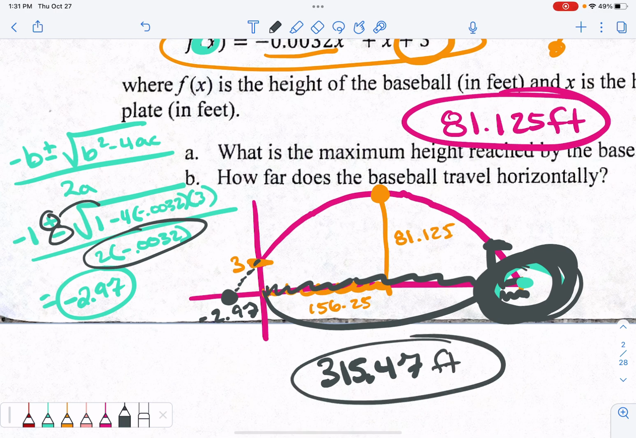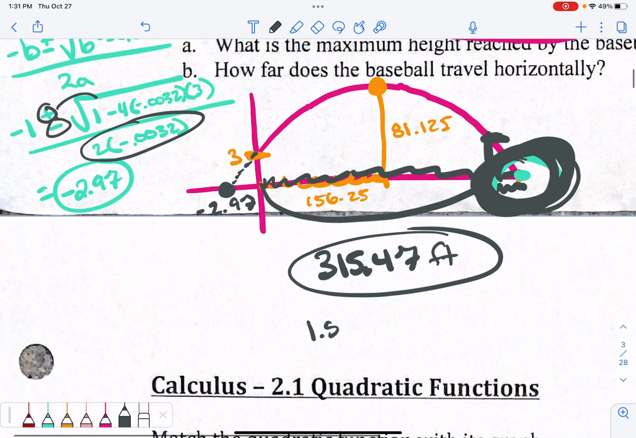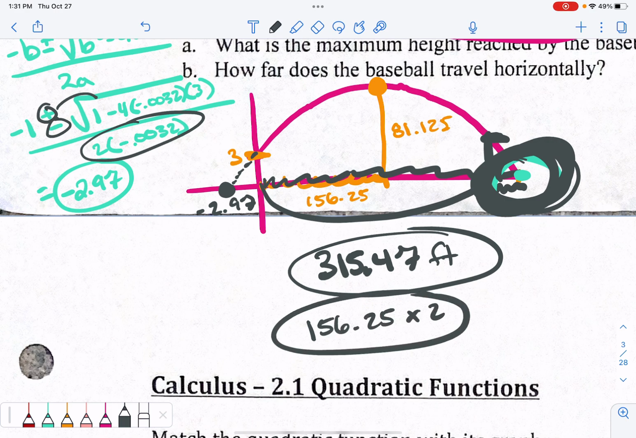Now, if I take 156.25 and double it, like what Jake said, that will get me from here to here, and then I would have to add on another 2.97. Let's see what we get, just for fun. 156.25 times 2 plus another 2.97 is 315.47, just like we said.